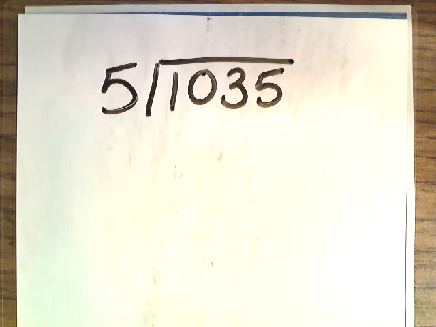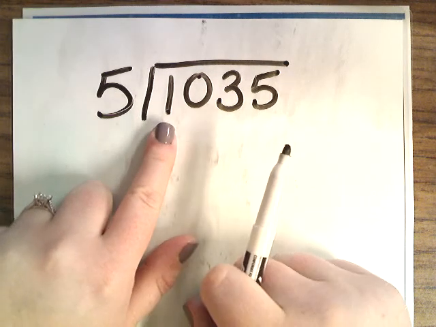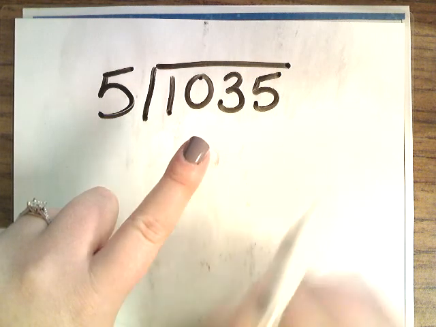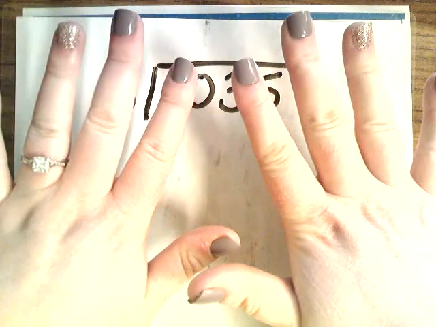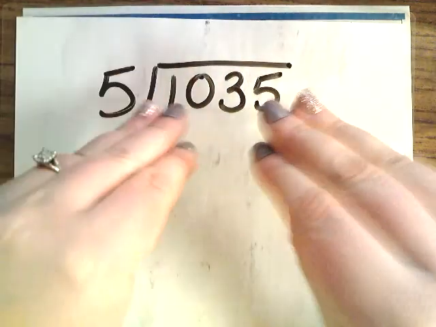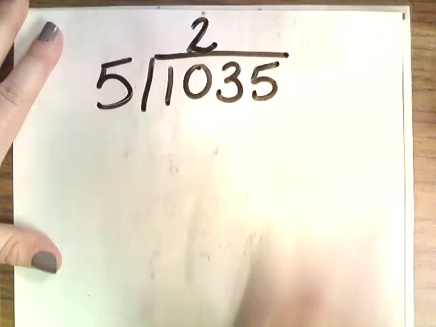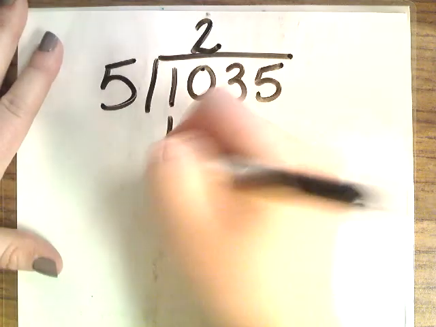So we're going to take this one step at a time. 5 cannot fit into 1. If I have 1, do you see 5 here anywhere? No. 5 can fit into 10. So if I have 10, I see 2 groups of 5. 5 and 5, okay? So 5 fits into 10 2 times. 2 times 5 is 10.